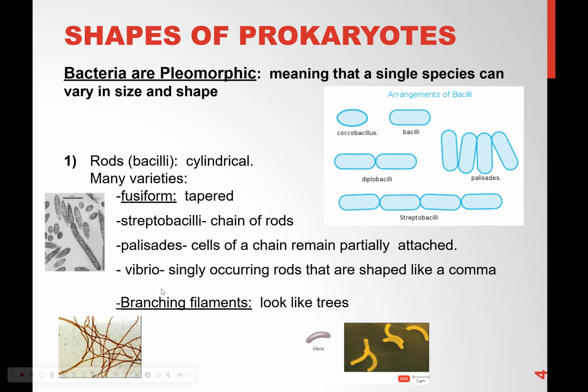We've also got a couple other shapes listed, and we'll get to Vibrio a little further down. There's palisades, where cells of a chain remain partially attached. There's Vibrio, singly occurring rods shaped like a comma. And you'll see branching filaments a lot, where it looks like trees. Generally that's strepto because they go in chains but also form branches. Your big takeaways from this slide are the concept of pleomorphic, what it means to be bacilli, cylindrical, and what it means to be strep, which is a chain.